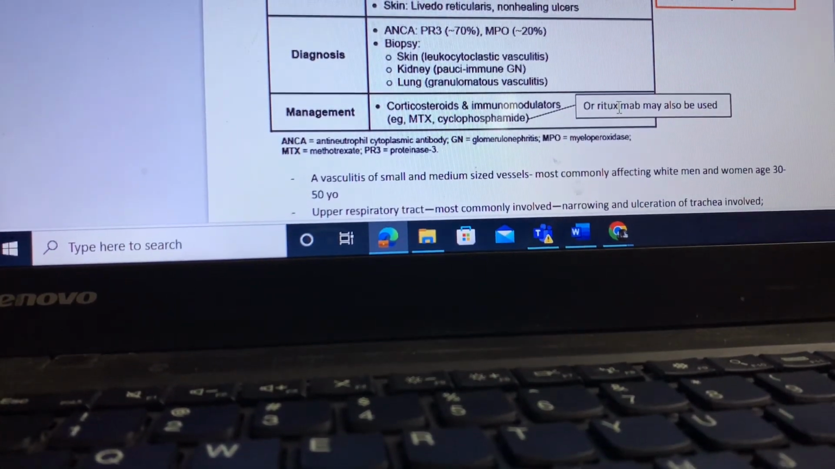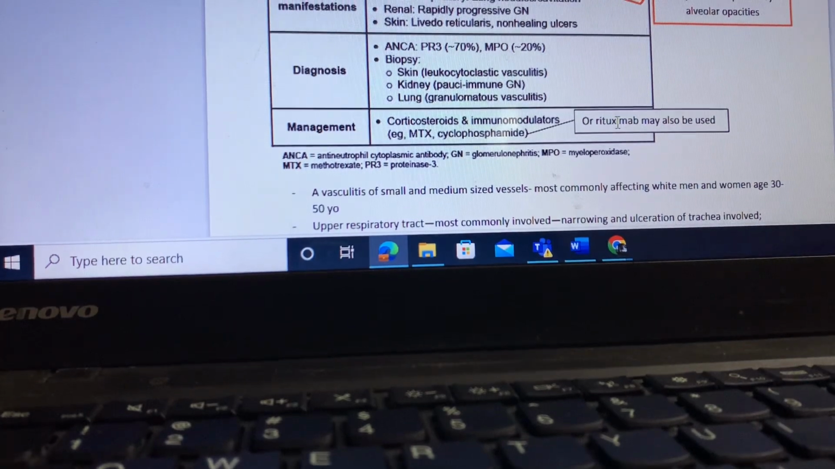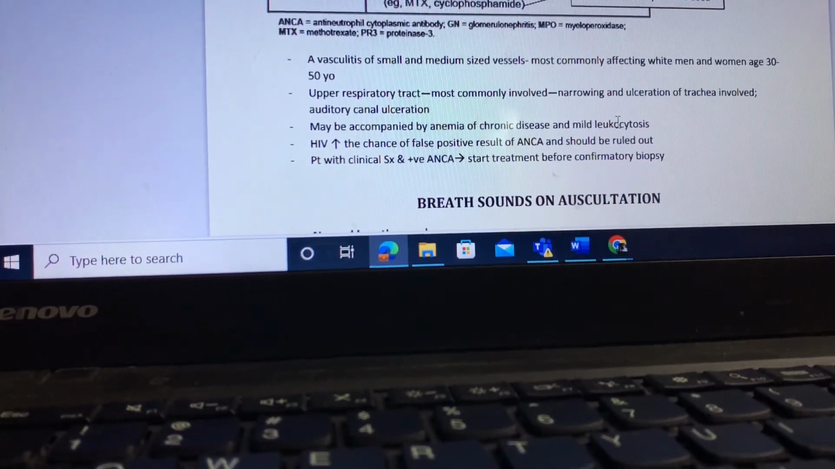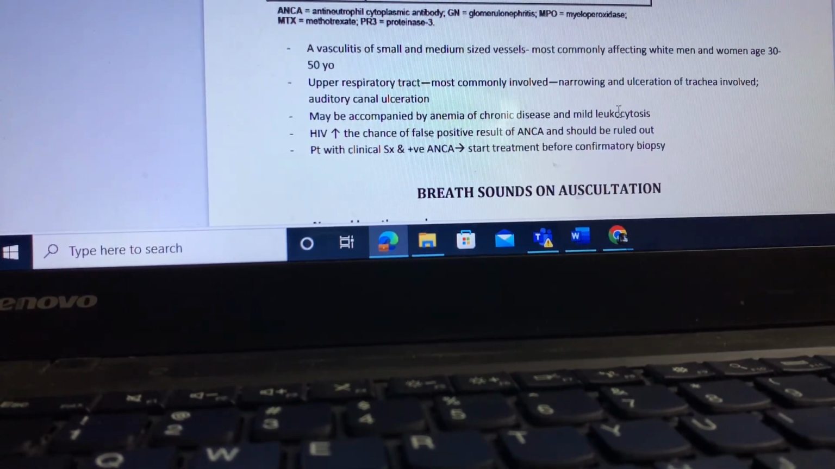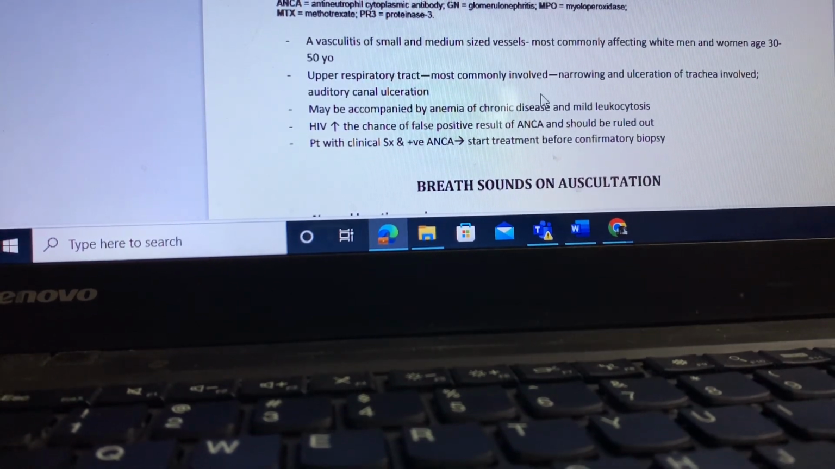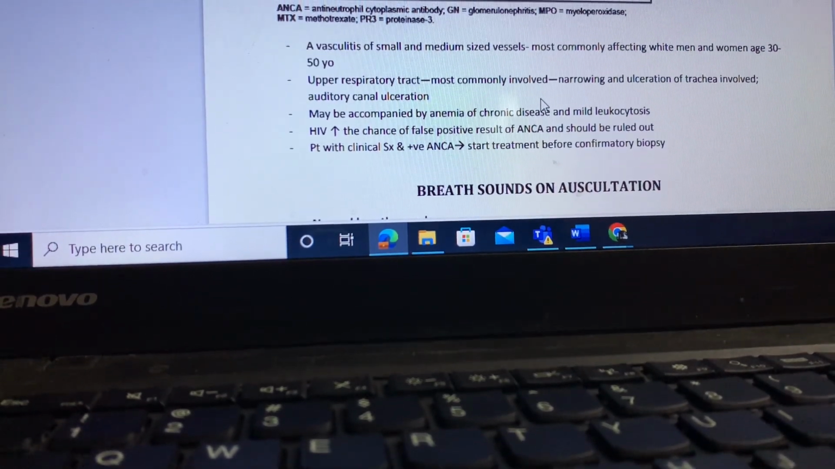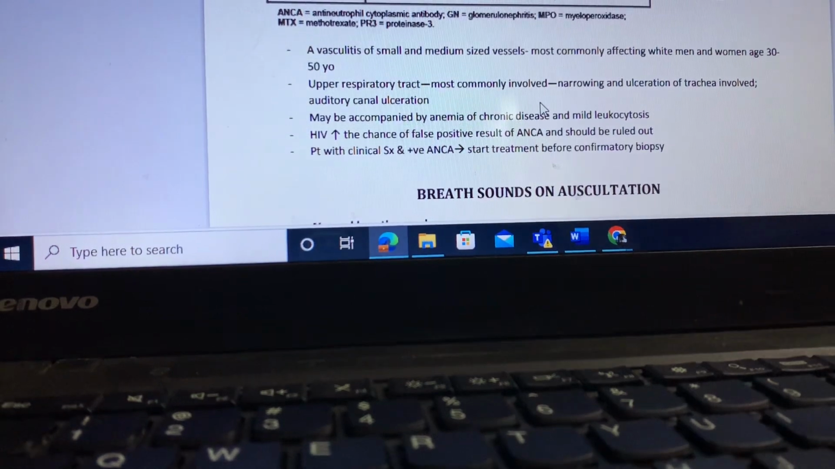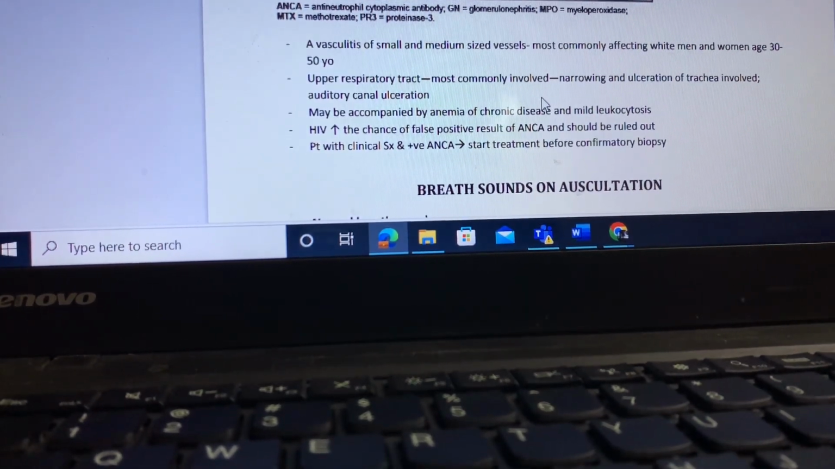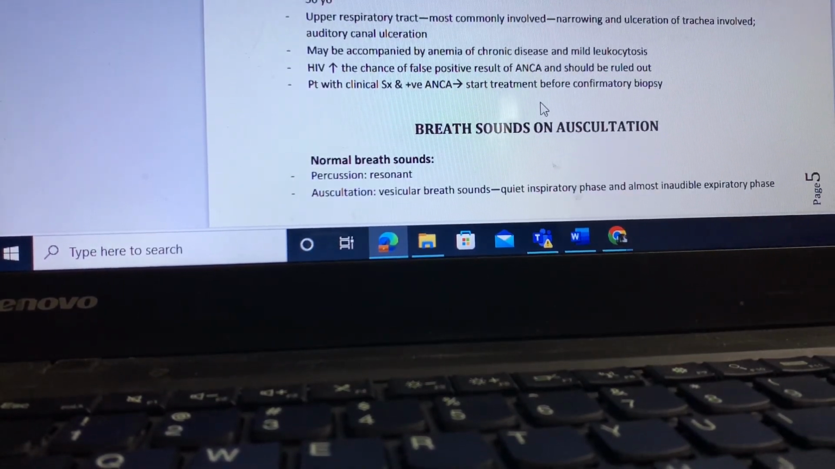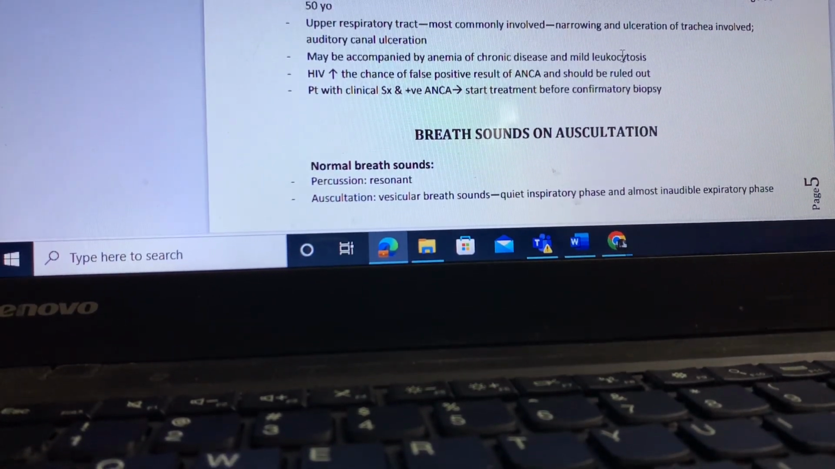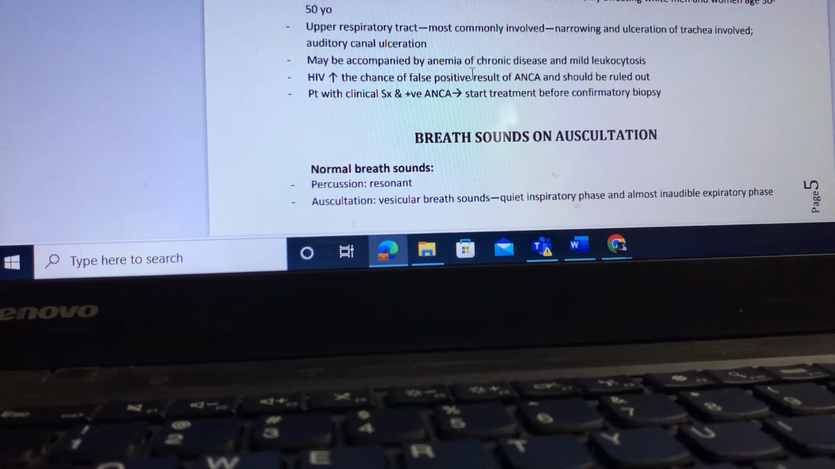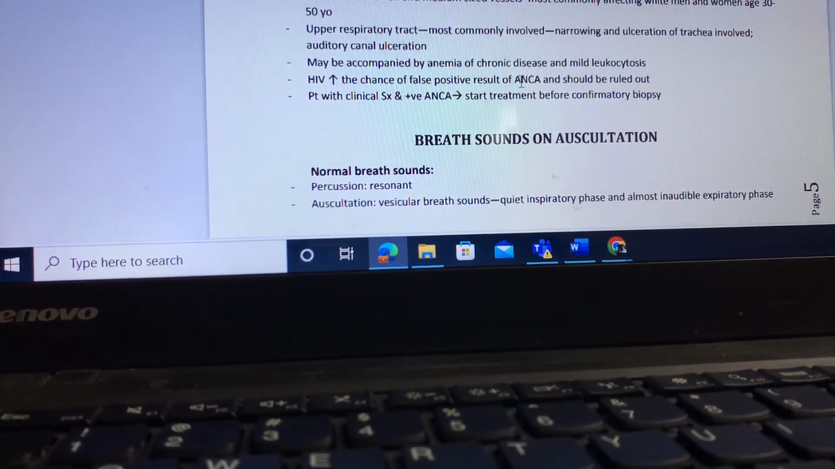methotrexate. So a vasculitis of small and medium vessels, most commonly affecting men and women of around 30 to 50. That's when Wegener's happens. And I just mentioned that upper respiratory tract is the most commonly involved. So always remember the nose and the trachea, narrowing and ulceration of trachea with auditory canal ulceration. And there can be anemia of chronic disease present in these patients with mild leukocytosis. Now, HIV increases the chance of false positive results of ANCA, so it should be ruled out.